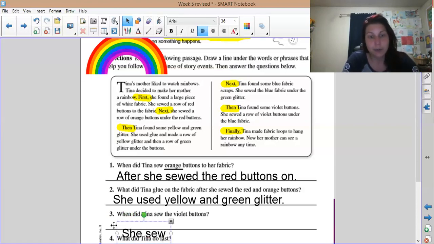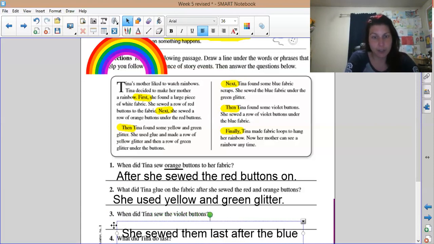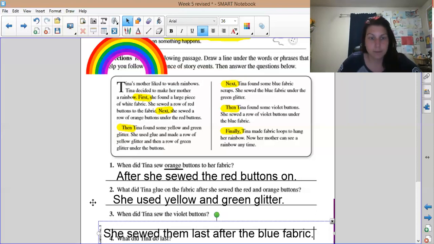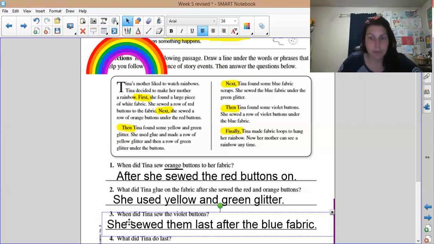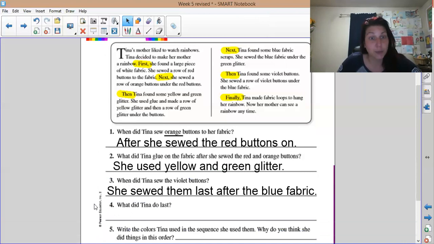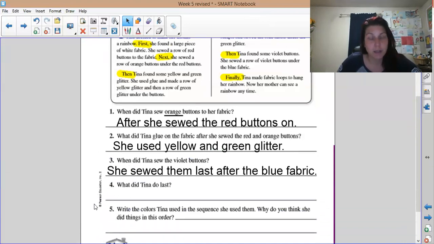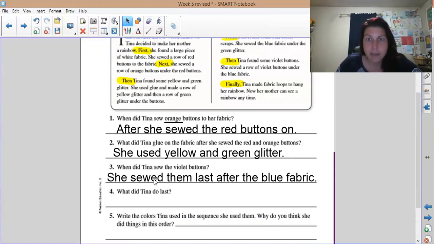she sewed them last after the blue fabric. Because that was the last thing she put on her rainbow were those violet ones. What did Tina do last? Okay, so let's go up here to finally.